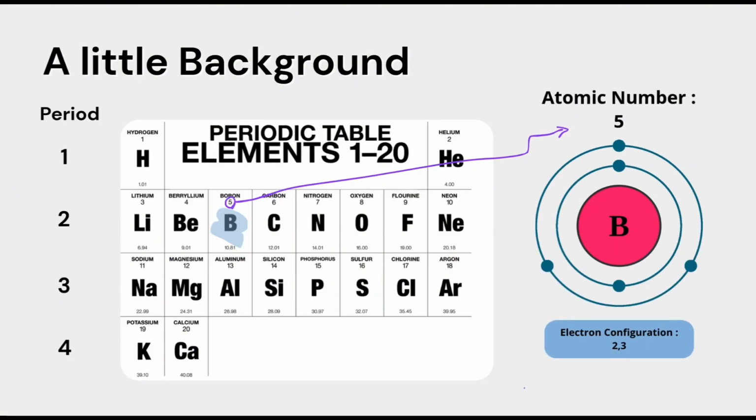A little background on this problem. To figure out the electron configuration of an element, we need two parameters, period and atomic number. To figure out the period of an element, we need to know its location on the periodic table, specifically which row the element is on. Once we locate the element, we can zoom in and grab the number on top of its symbol, and that is our atomic number. For example, for boron, we have an atomic number of 5, and it belongs to the second period. Based on these two pieces of information, we can calculate its electron configuration to be 2, 3.